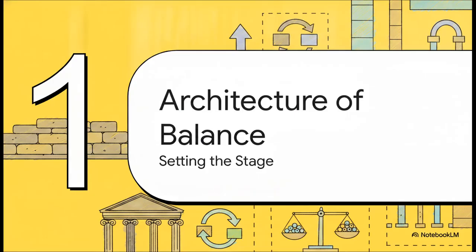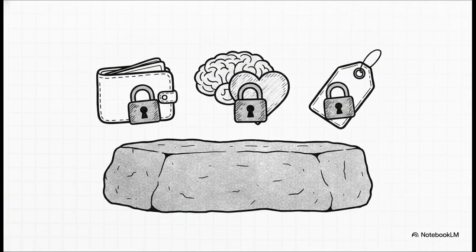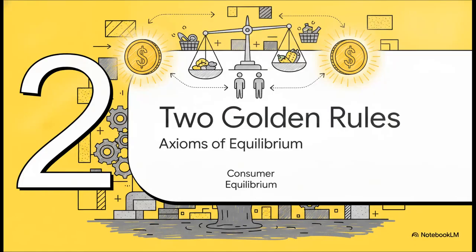Section 1, the architecture of balance, setting the stage. Now, to build any lasting architecture, you absolutely need a solid foundation. And in economics, our foundation is always built on assumptions. For this to work, we must assume a few things are locked in. The consumer's income, given and constant. Their tastes and preferences, locked in. And the market prices of the goods, also given and unchanging. Without these strict constants, our geometric map would constantly be shifting around, and finding a true balance would be literally impossible.